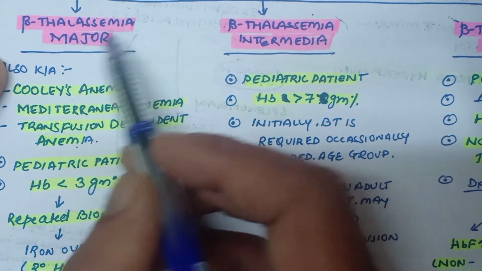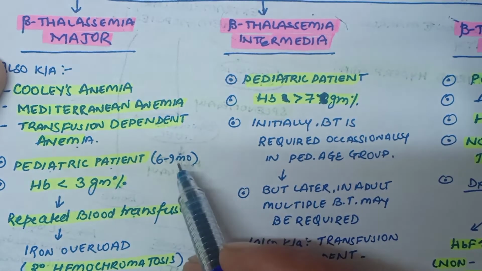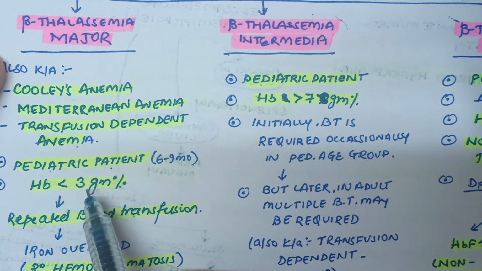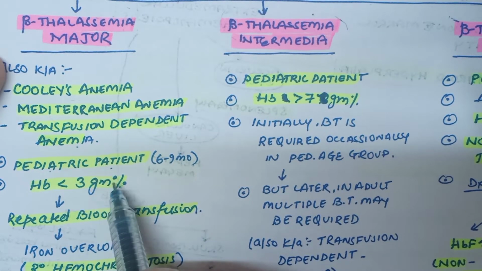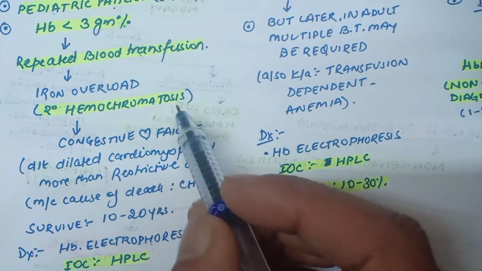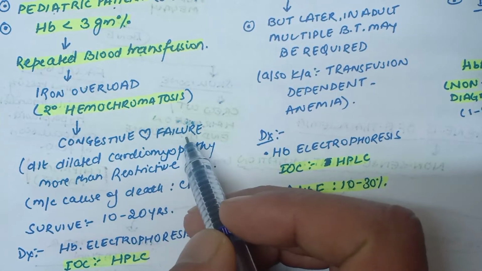Beta thalassemia major is common in pediatric patients of 6 to 9 months of age, and in this case hemoglobin will be less than 3 gram %. Because the hemoglobin is so low, there will be repeated blood transfusion. This repeated blood transfusion will cause iron overload, resulting in secondary hemochromatosis. This iron overload will result in congestive heart failure.